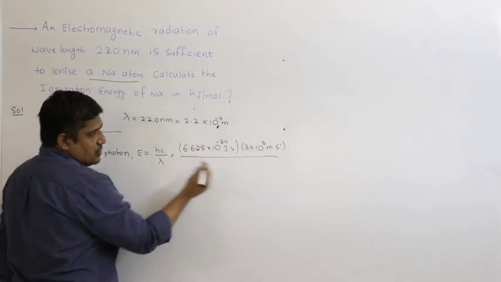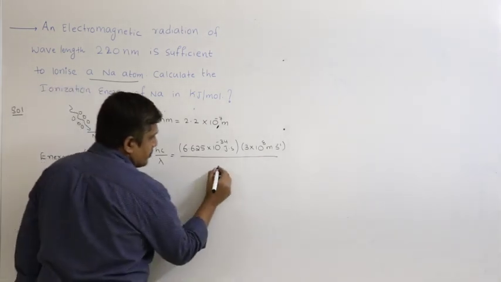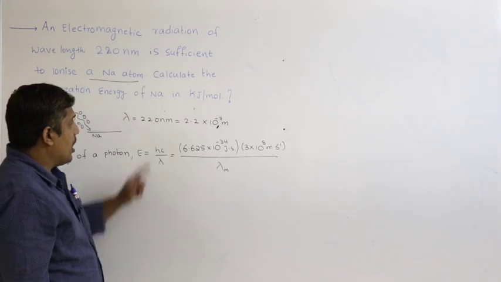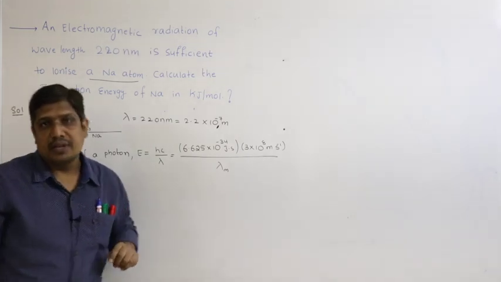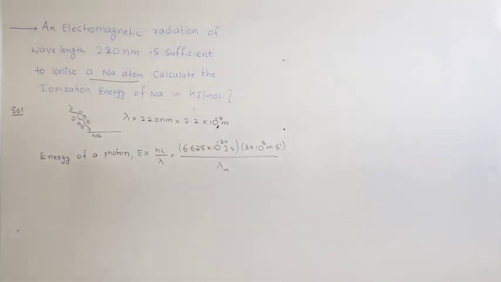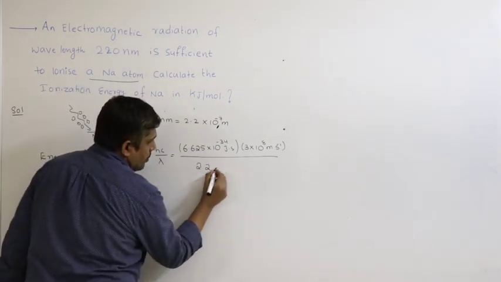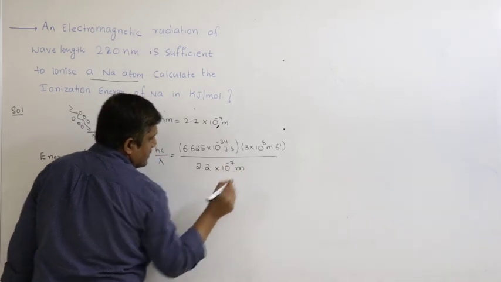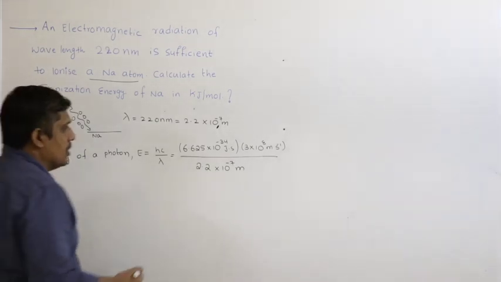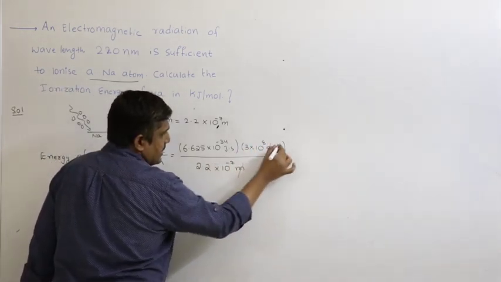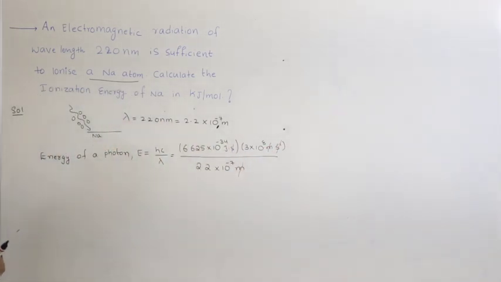Wavelength must be substituted in which units? See here, meters. Wavelength must be substituted in meters. Already we have calculated wavelength in meters, that is 2.2 into 10 power minus 7 meters. So, I am directly substituting here. First let us cancel the units. Meter, second inverse. Leftover is joules. Joule is the unit of energy, so it is balanced.